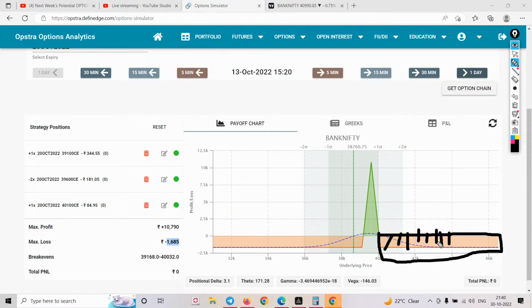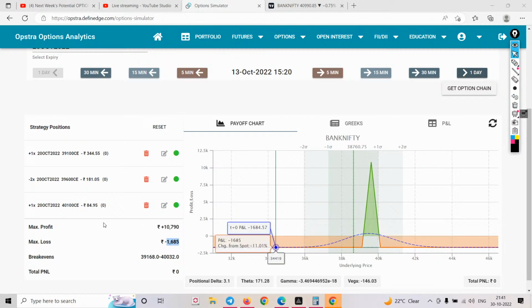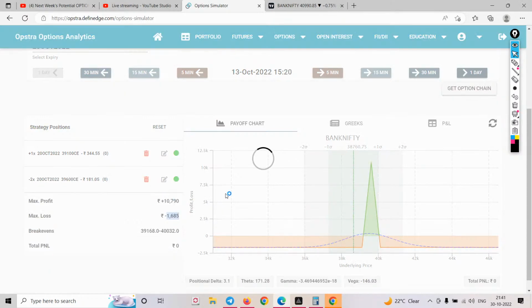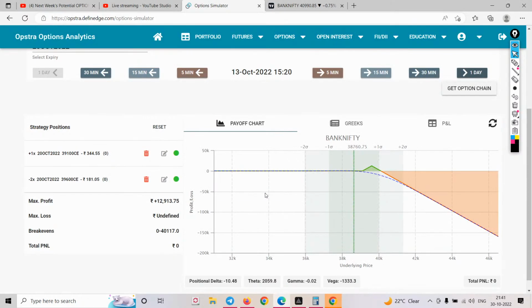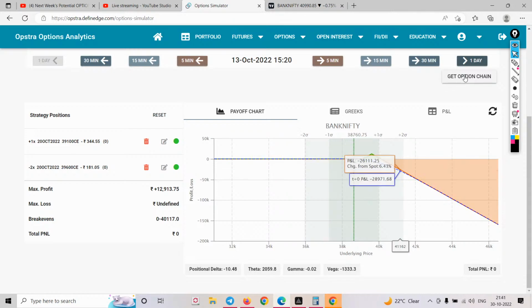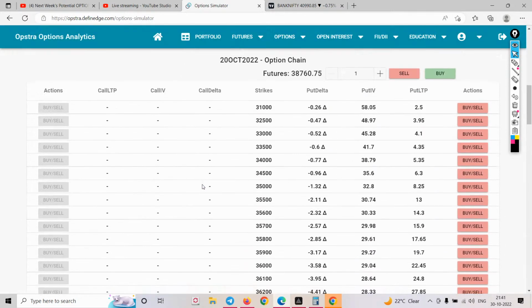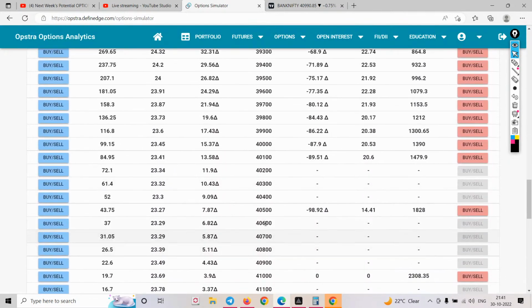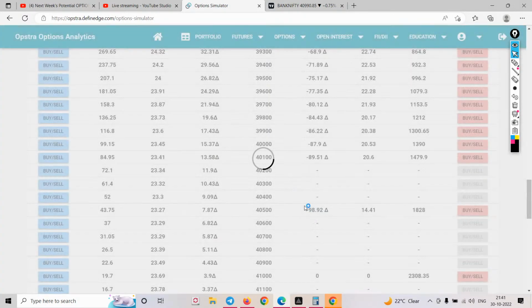Someone said 40,100 to 40,000. Absolutely. Srinivas, you are right. Let me try that right away. So I'll delete this. From 40,100, I'll go 100 points inside. I'll buy only 40,000 CE. Let me see, where is my option chain? Where is 40,000? Yeah, this one. Okay, I'll buy this.